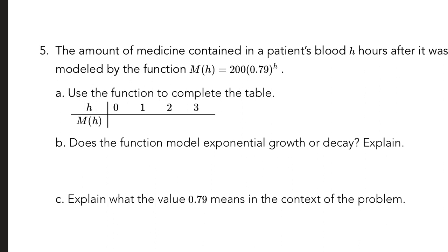I'll probably round to, I'll say, the nearest whole number as I'm calculating this, but I'm going to take 200 times 0.79 to the 0 power. And that should be 200 because that's our starting value. So that should match that perfectly. Our 0.79 to the 0 power is 1. Anything to the 0 power is 1. So 1 times 200 is 200. 0.79 to the first times 200 is 158.